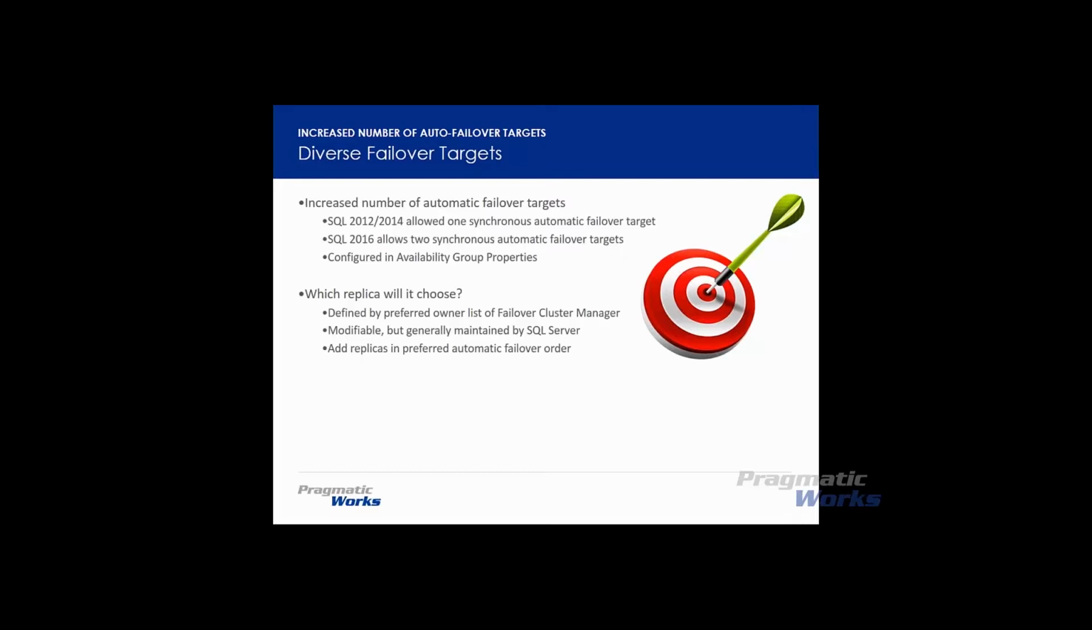As I showed you guys, we were in the Add Replica wizard. This is configured in the availability group properties. So if you find your AG, you right-click on it, go to properties. There's a panel in there where you can designate your automatic failover targets, and it looks just like what we did. It's just a different way to get to it.